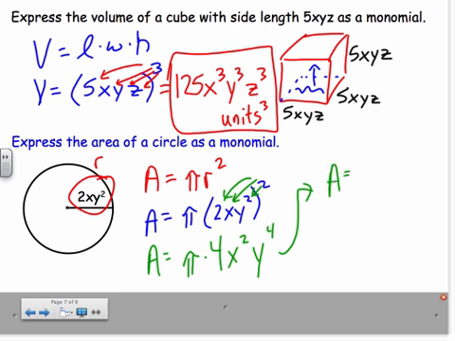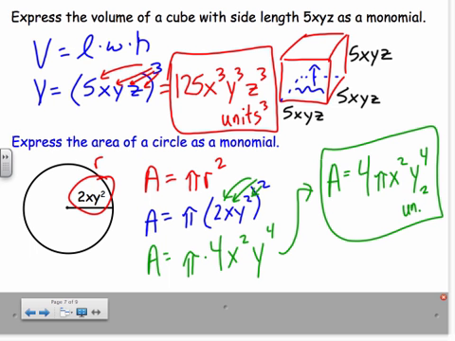The pi is just a variable, right? It represents a number, 3.14159, and so on and so forth. So bring the 4 out, 4 pi x squared y to the fourth. And once again, units. This time it's area, not volume, so units squared. So that's kind of using it in a geometrical sense with our monomials.